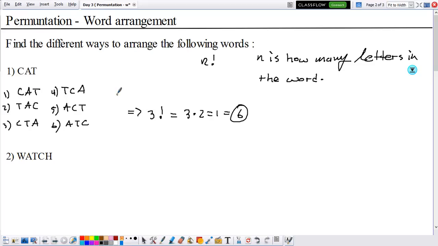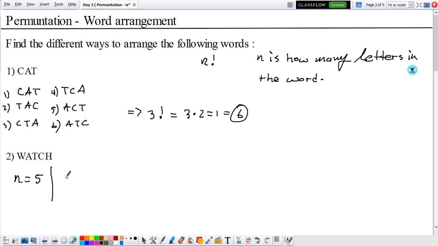So here the main idea is that if you're trying to rearrange a word, all you gotta do is just count how many letters are in that word and take the factorial of it. So notice here that if you want to see how many ways we can rewrite the word watch, well, all we gotta do is just count how many letters are in it. So how many letters are there? 1, 2, 3, 4, 5. So here we know that n is 5, that's how many letters there are.